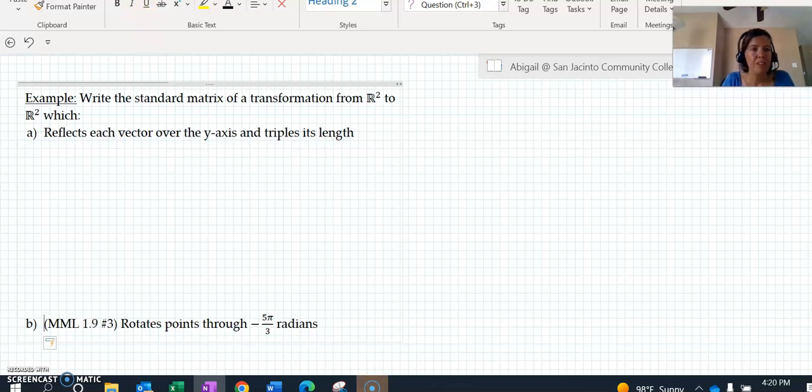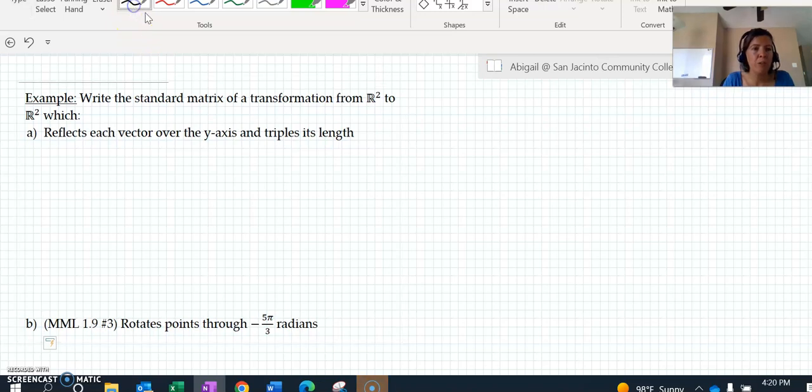Okay, so I've received a few questions about writing the standard matrix for a transformation. So I wanted to create a video to go over that. So first, just the theory behind the method here.